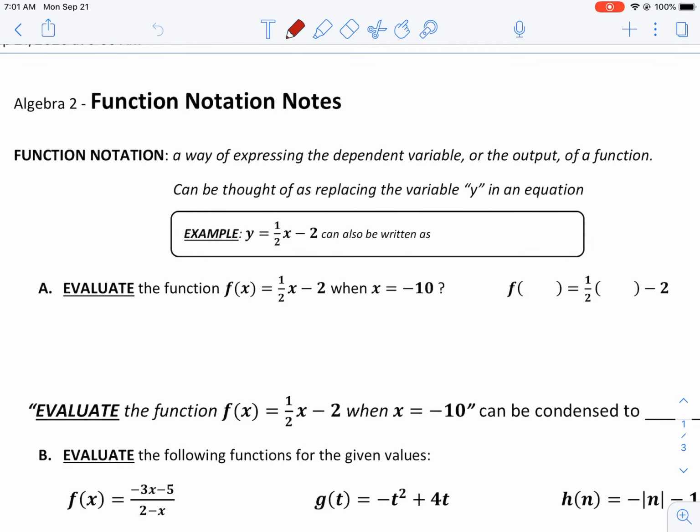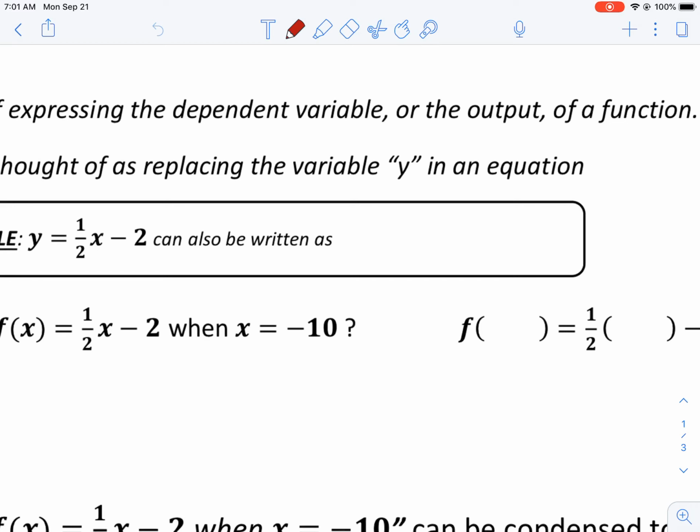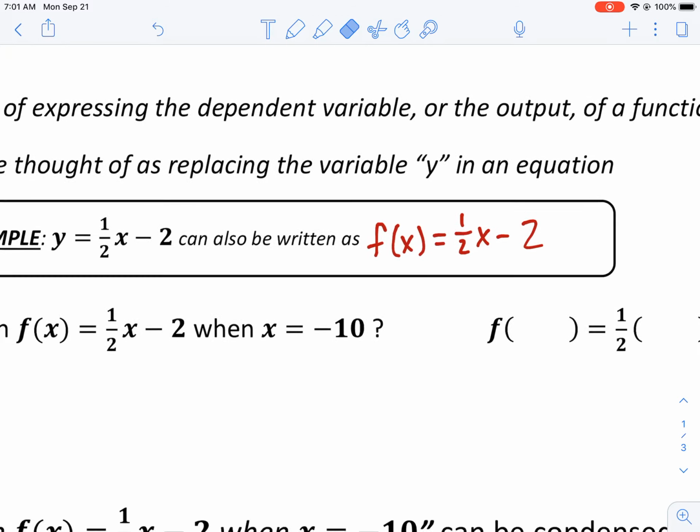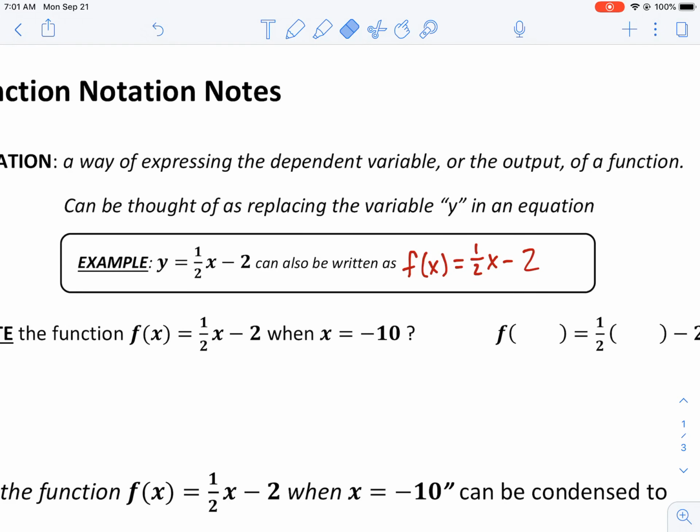Notation means to write. So function notation means instead of writing things with a y, we're actually going to write them with what's called f of x, okay? So we're going to write f of x equals 1/2 x minus 2. So basically the f of x is just replacing the y, all right? Kind of what this says here.